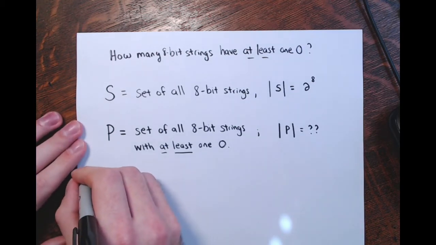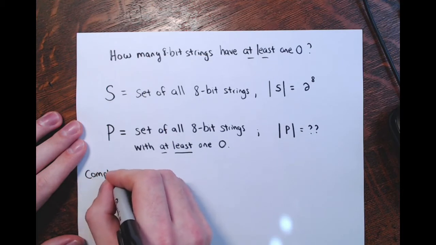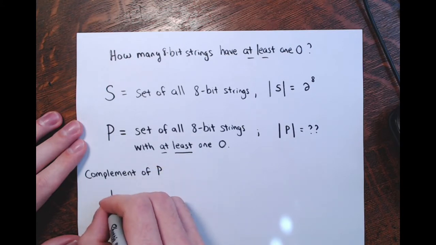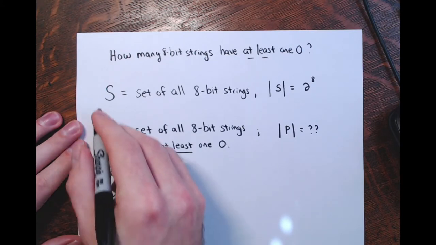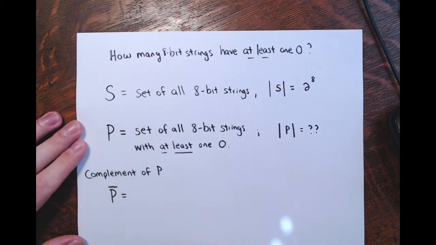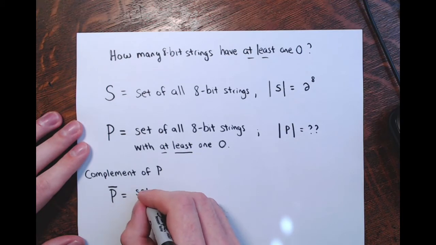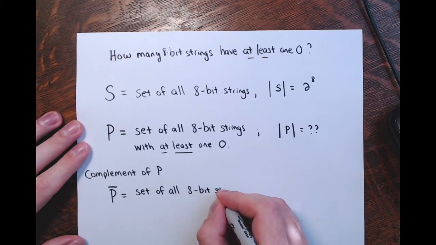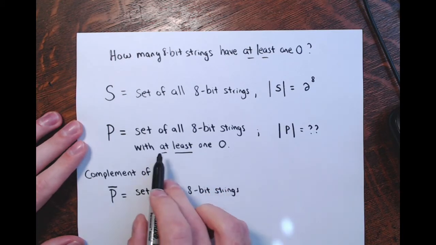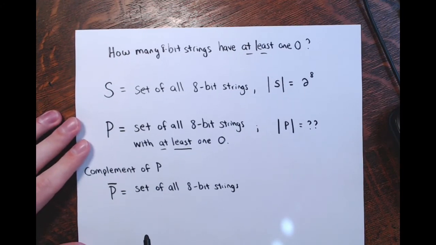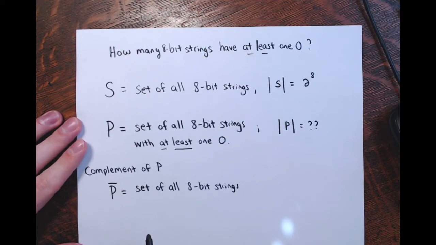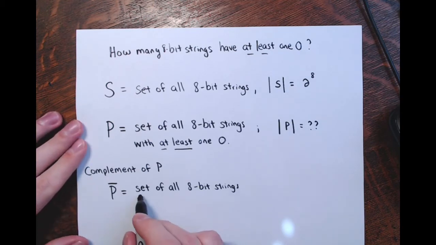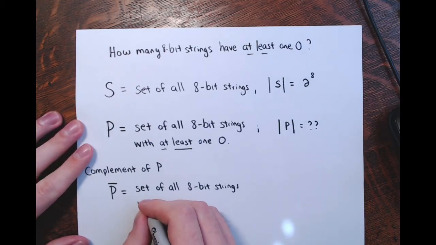Instead, let's look at the complement of this set P. Let's look at the set of all the elements of S, all the 8-bit strings that don't have this property. So the complement of P would be the set of all 8-bit strings. Now, what's the opposite of having at least one zero? The opposite of having at least one zero is having no zeros. So it's the set of all 8-bit strings with no zeros.